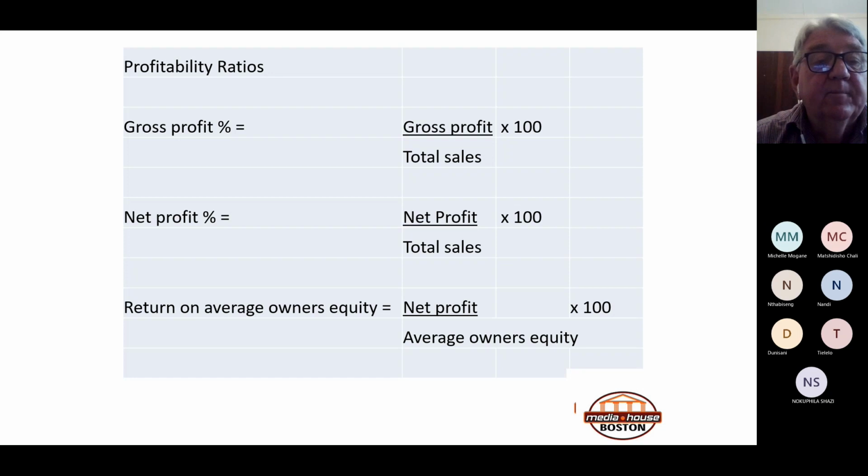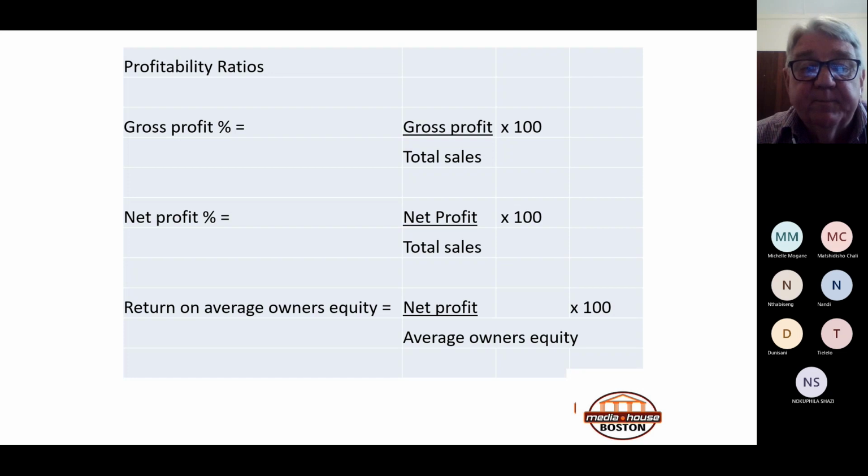Now, with ratio analysis, simply to say that my ratio this year is 30%, it's not very helpful because we need to compare 30% to something. So we normally will compare it to the company's previous year's figure, or we will compare it to an industry average. What do you mean by industry average?